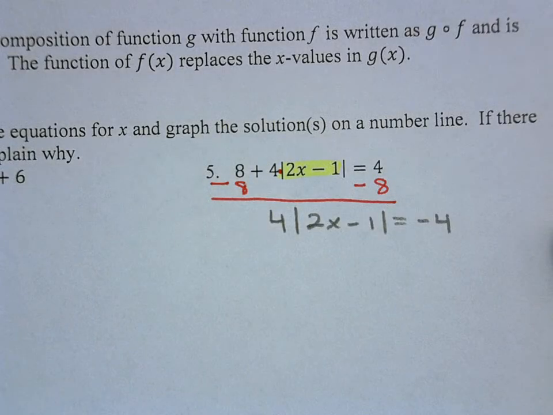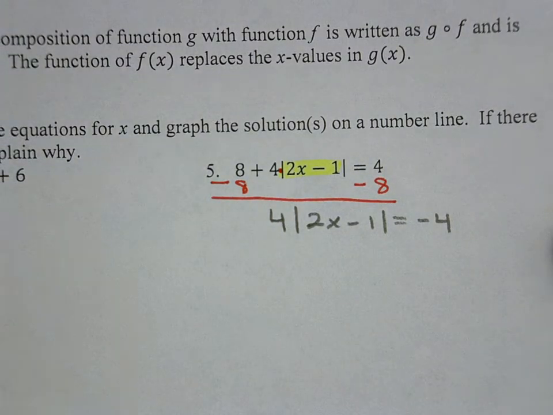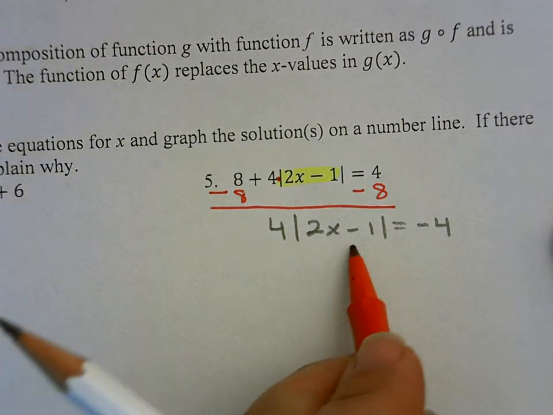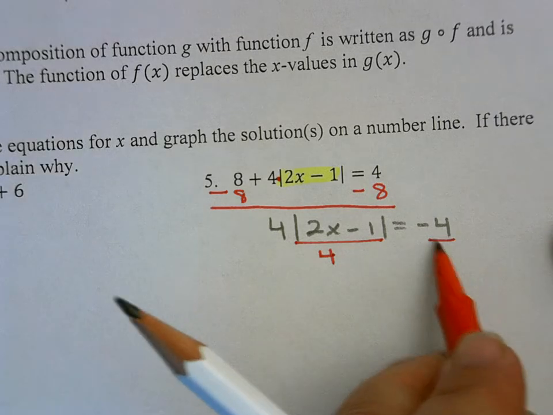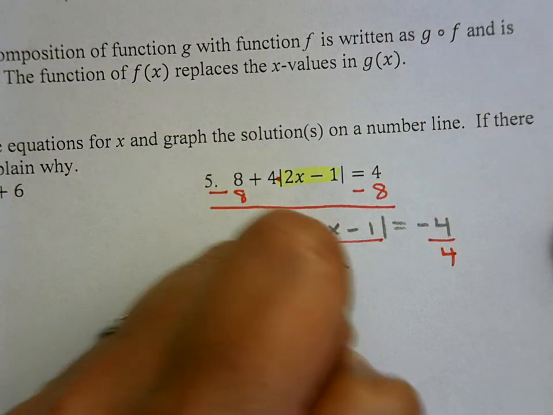And then I still am looking to isolate, so now I need to move the 4 over to the other side. And I'm going to do that by dividing, because there's an implied multiplication there, and 4 divided by 4 is 1.